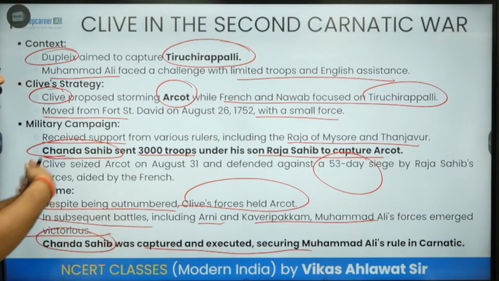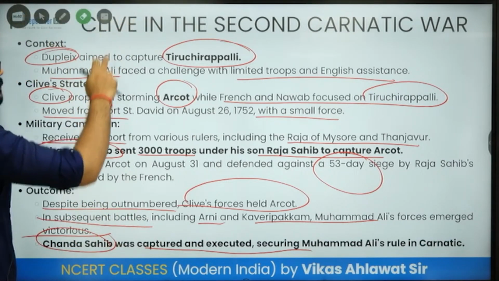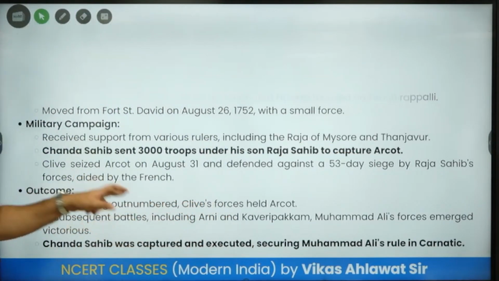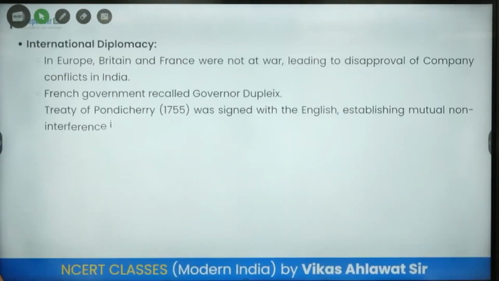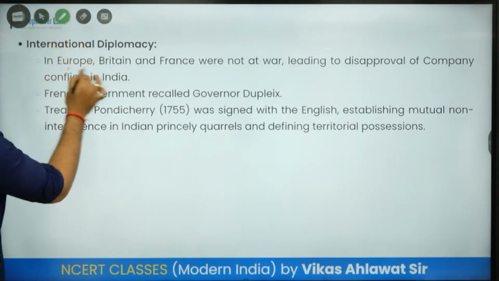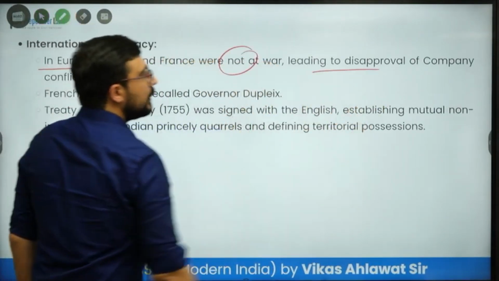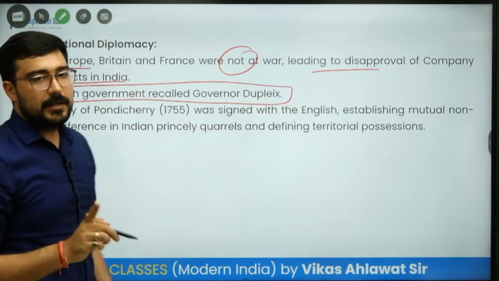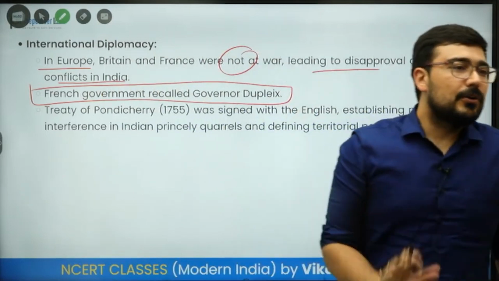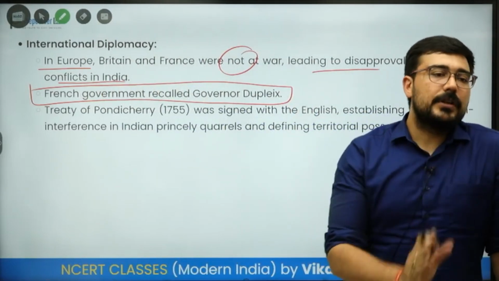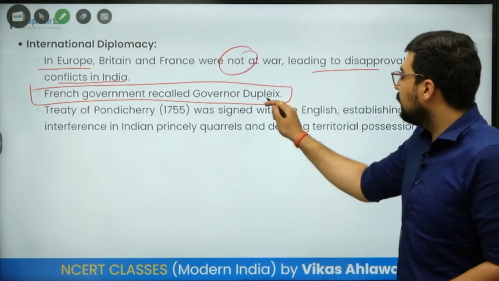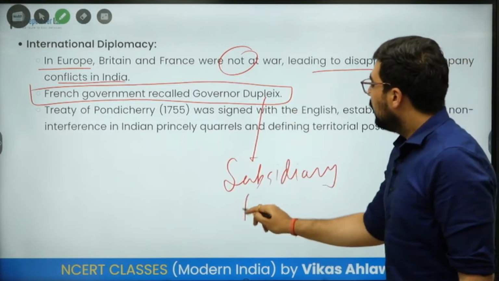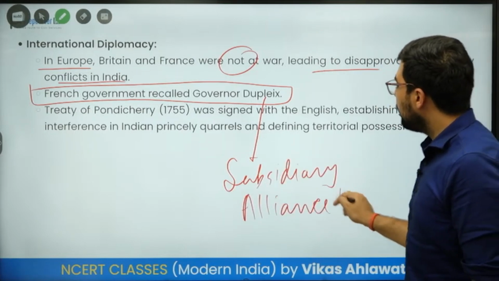So this is how the anti-climax started. Both Chanda Sahib as well as Muzaffar Jung were now becoming prominent. But as we see, by the end, things started to take a different turn. In Europe, Britain and France were not at war, leading to disapproval of the company's conflict in India. Before the French, only one demand was placed: that you have to call back Dupleix. Dupleix was very visionary in terms of the creation of empire. The first person who thought of the idea of subsidiary alliance. The whole system was not created by him, but he was the first one.